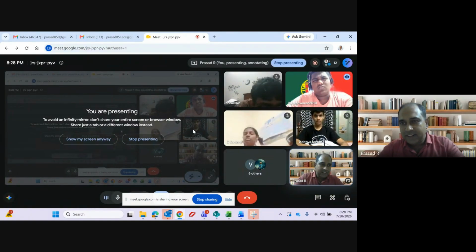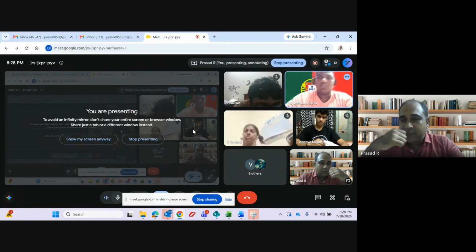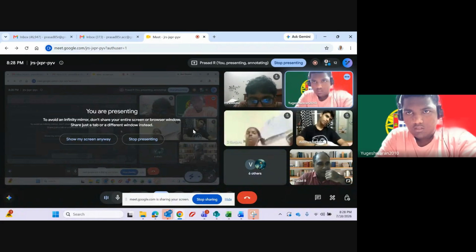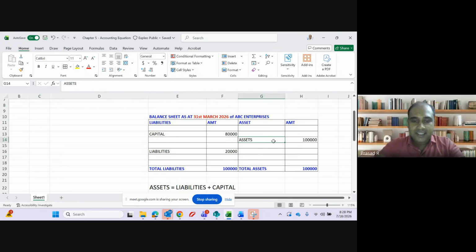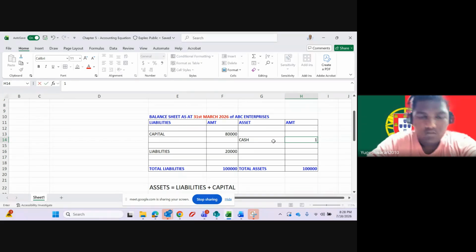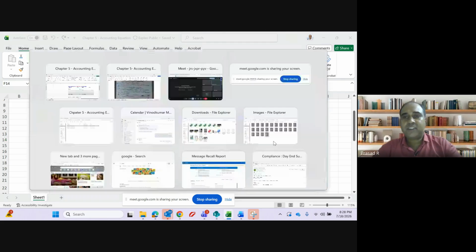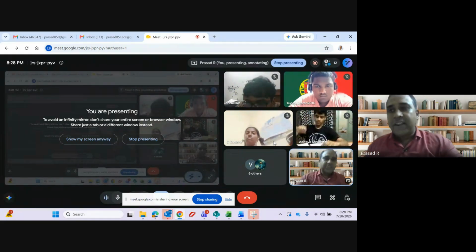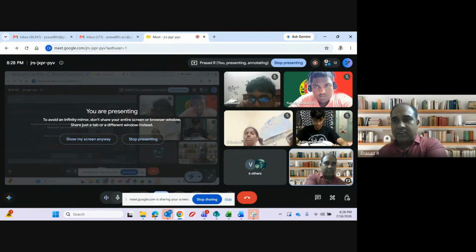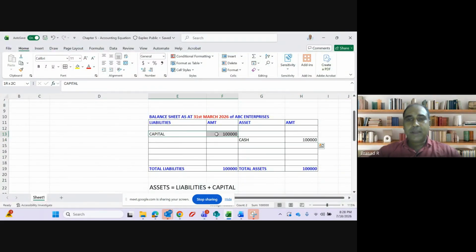Every transaction has two impact, right? Now the business is having 1 lakh rupees of cash and 1 lakh rupees of capital. How it will look in the balance sheet? If this is the only transaction, my balance sheet will look like cash of rupees 1 lakh and capital, no liability is there, capital of rupees 1 lakh. This will be my balance sheet if this is the first transaction of the business. There will be a cash of 1 lakh, there will be a capital of 1 lakh.